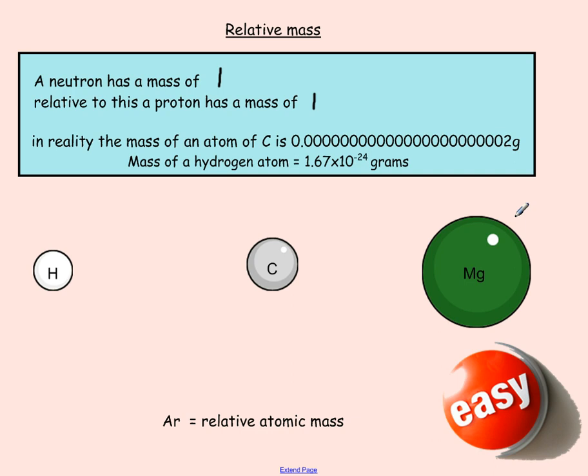Now in reality, the mass of an atom of carbon 12 on the periodic table is this huge great number here, which is far too long for me to go on about. And here, a mass of a hydrogen atom is this, where that's a shortened version of this thing here. So they're not very simple numbers to use, and because we like to make things simple, this is where we've come up with this relative mass.